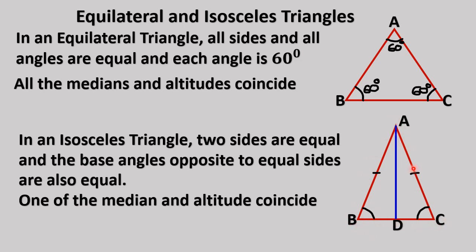So here AB and AC are equal. So the angles opposite to the equal sides, that is C and B, will also be equal, and we call them base angles of this isosceles triangle. Which two sides are equal? The angles opposite to those sides also will be equal, and one of the median and altitude coincide.